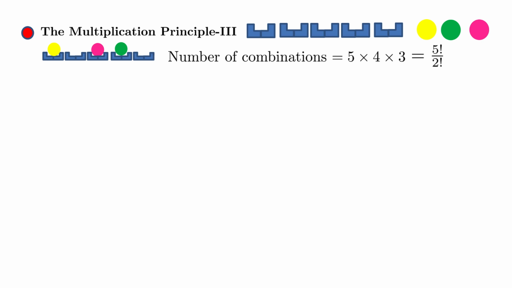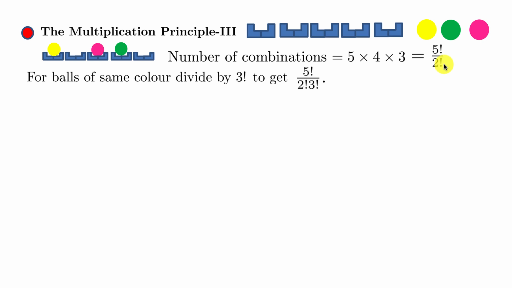And that, of course, is 5 factorial divided by 2 factorial. That's because we could multiply by 2 into 1 in the numerator and divide it by that same number. So that's 5 factorial over 2 factorial. So this is for 3 balls of different colors. But what if those balls have the same color? Well, then we've overcounted by 3 factorial combinations, so we must divide by 3 factorial.